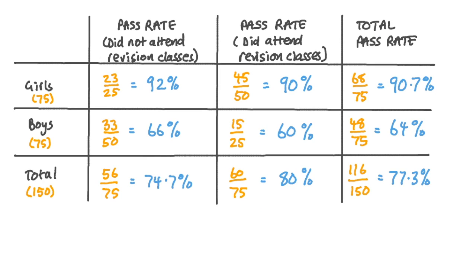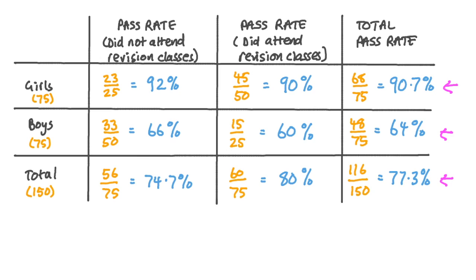Well, in our case, we were concentrating very much on whether we thought the revision classes were improving outcomes for students. But if we just look at the data, there's a huge difference in the pass rates for boys and girls, which overwhelms any effect of the revision classes. Overall, 116 out of the 150 students passed the exam, which is a pass rate of 77.3%. There were equal numbers of boys and girls, but only 64% of the boys passed the exam, while 90.7% of the girls passed the exam.